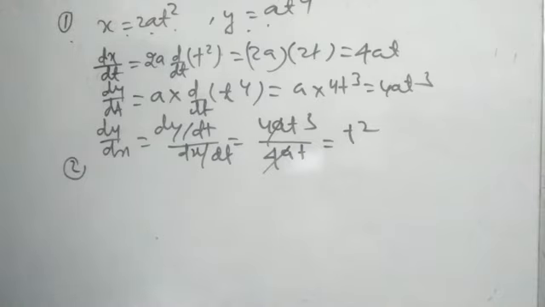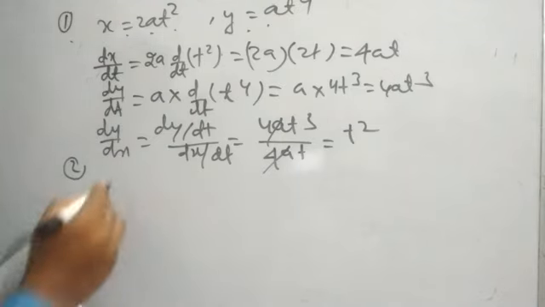Similarly, question number 2, I have done it. That is x is equal to a cos theta, y is equal to b sin theta. Then we will get easily dx by d theta is equal to minus a sin theta, and dy by d theta is b cos theta. So in this case, you will get easily dy by dx, that is equal to dy by d theta divided by dx by d theta.